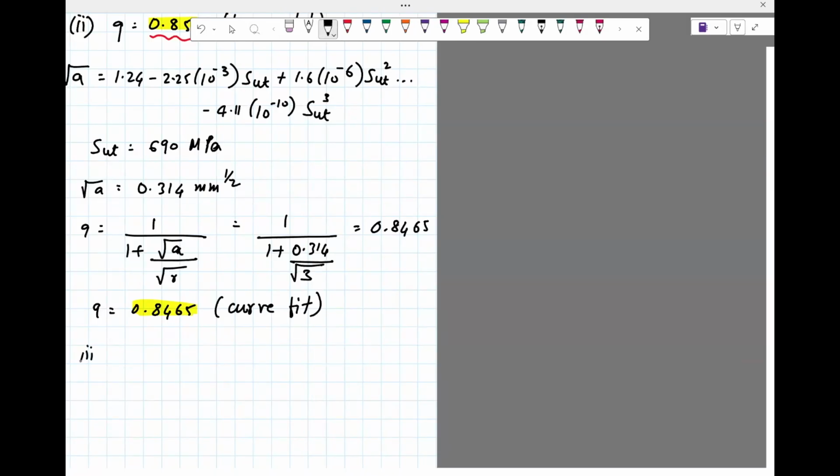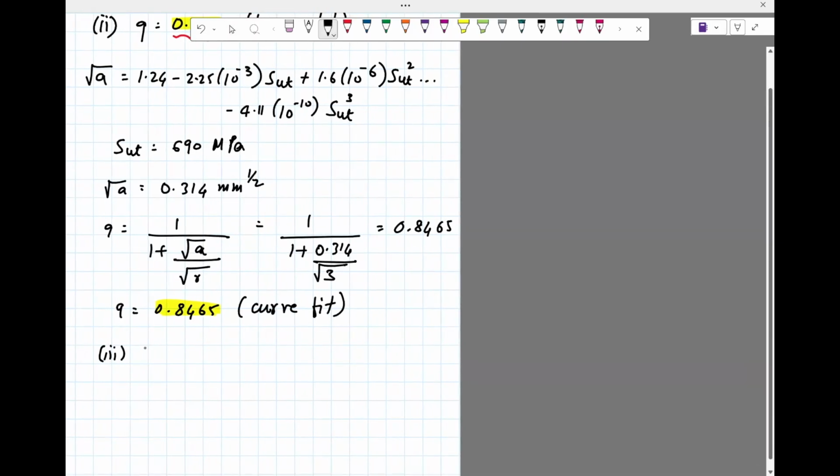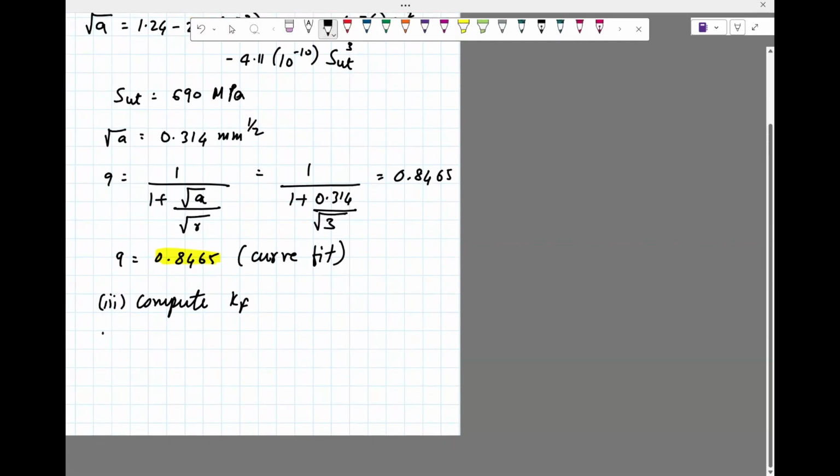Okay, so the final step, the third step, is to compute KF. So we know that KF is 1 plus Q, KT minus 1. So we can use the plot. In this case, we'll use Q equals 0.85. KT is 1.6, which we computed in the first step.